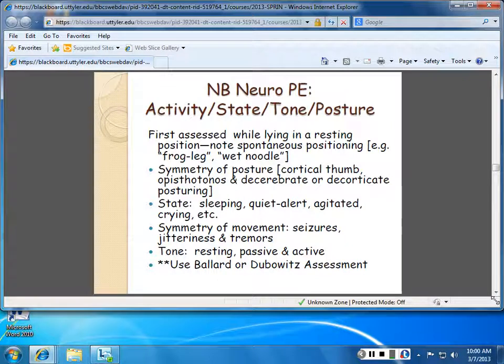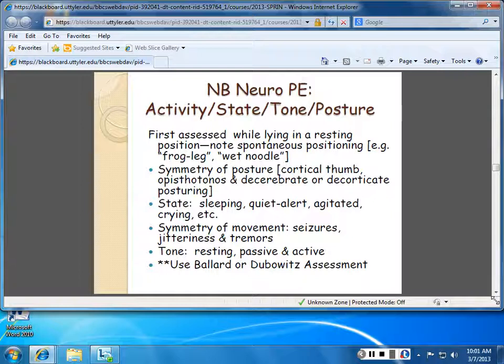State: are they sleeping? Are they quiet alert? Are they agitated? Are they crying? What state are they in? Symmetry of movement, seizures, jitteriness, and tremors. I had a friend who always says that everything that jitters is not a seizure. They can be jittery just because they're normal newborns, and they're still learning to organize everything.